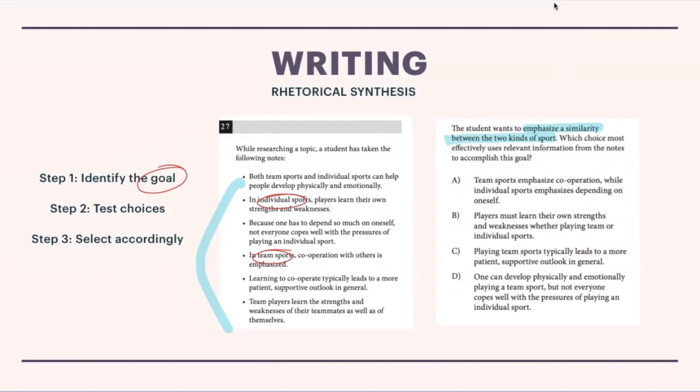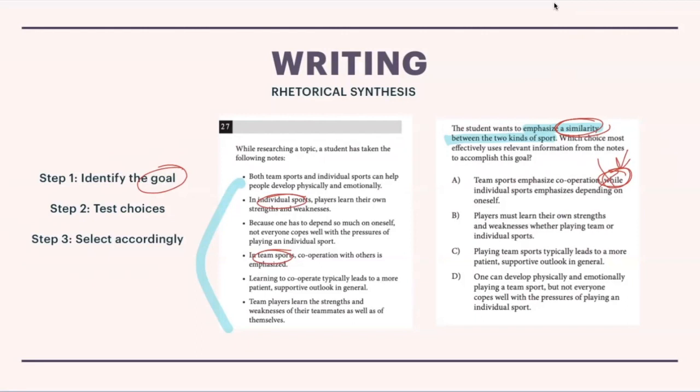So we can just go ahead right away after reading through the notes, the choices or the answers. So A, team sports emphasize cooperation while individual sports emphasize depending on oneself. Because this word while is a contrast word, right? So this is how we can immediately eliminate this answer choice since we're not really looking at the similarity. This is what we want, similarity, but this contrast is opposite. So clearly it's not A.